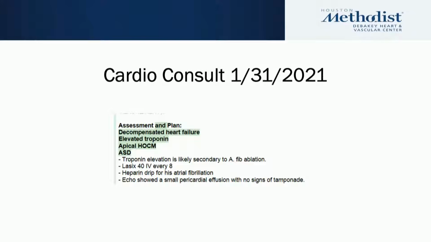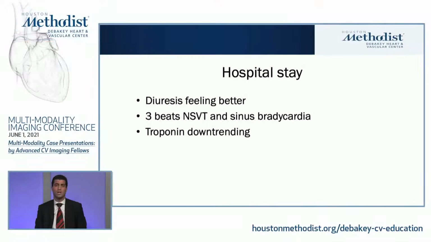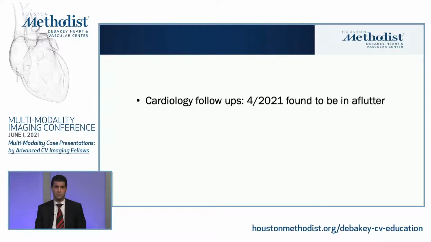So during the hospital stay, cardiology was consulted, and basically they diuresed him. The troponin, as we discussed, was secondary to the AFib ablation. He was transitioned from heparin drip eventually back to his anticoagulation, and the echo showed that small pericardial effusion that we talked about. He felt better during his stay, which was very important. The patient only had 3 beats of non-sustained VTAC and sinus bradycardia. The troponin was downtrending. He was switched to PO Lasix, and he was discharged on the 3rd, as I said, 4 or 5 days later.